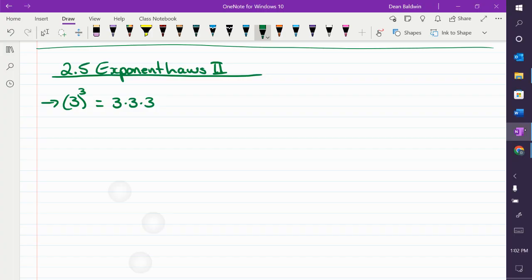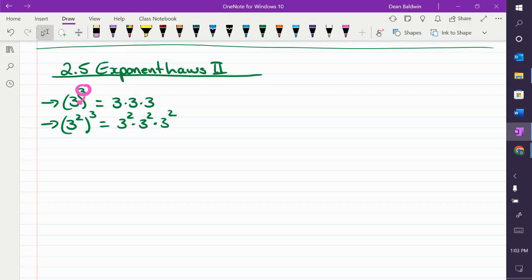Okay. What if I have this? 3 squared, all to the power of 3. How many 3 squareds are there? There's 3 of them, right? Because this cubed on the outside means there's 3 of whatever's on the inside. So same here. I'm going to get 3 squared times 3 squared times 3 squared. Does that make sense?